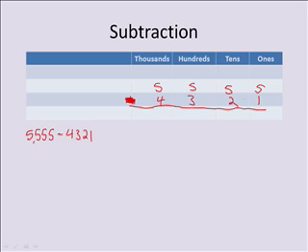Anyways, in my ones column, I've got 5 minus 1, which is 4. In the tens column, I've got 5 minus 2, which is 3. In my hundreds column, I've got 5 minus 3, which is 2. And then I have 5 minus 4, which is 1. So the difference between 5,555 and 4,321 is 1,234.